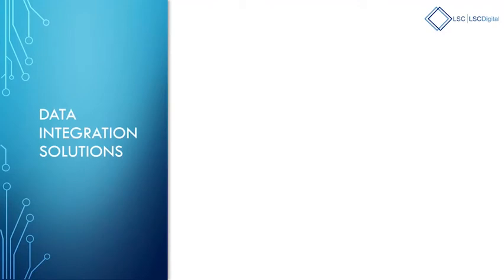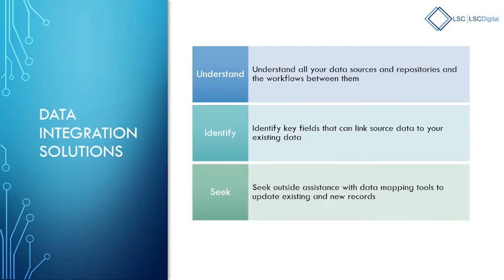So here are some avenues that can help in answering these 5 questions. First would be understanding all of your data sources, kind of like we just talked about, and repositories and the workflows between them. Like in the example I just gave Dave, are there fields that are the same in your different sources coming together? Which one are you going to take as the field that is overriding? Which leads us to identifying key fields that can link the source data to your existing data. Are you using a customer or account ID number that will easily link the databases together?